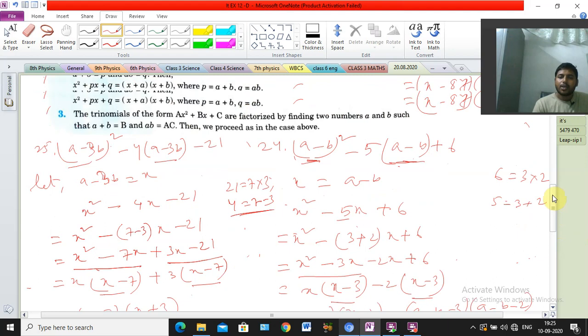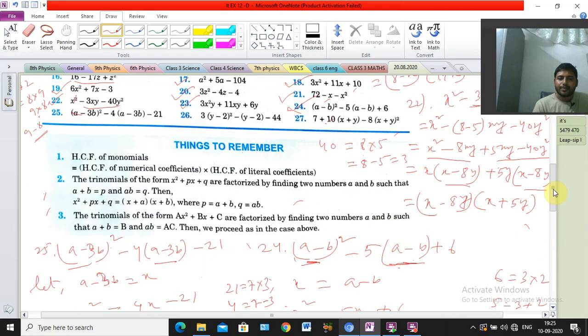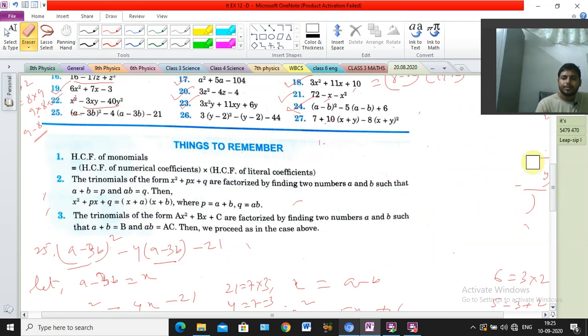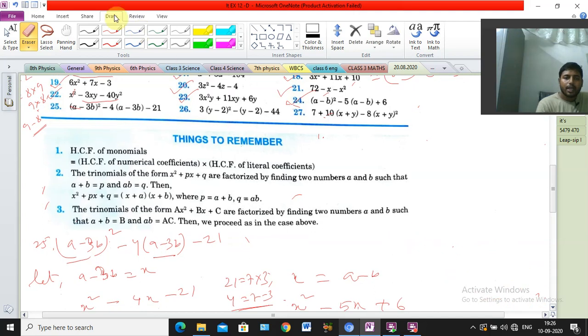Next, question number 26. 26 and 27 have the same process, we have to solve them. Just see, I am erasing a little because of a space problem. Otherwise you can also try, no problem. At first write the question and try to understand.